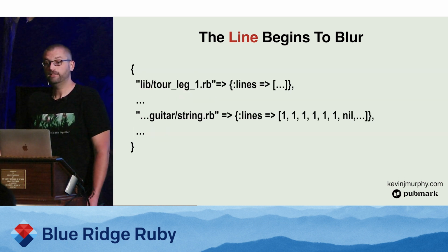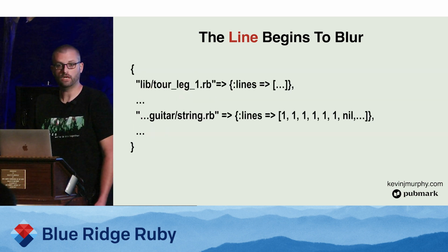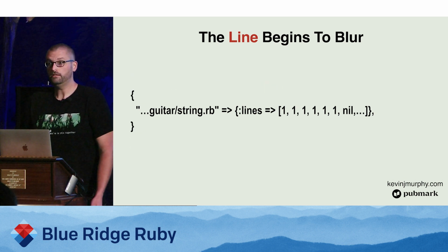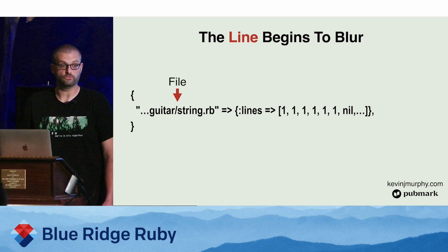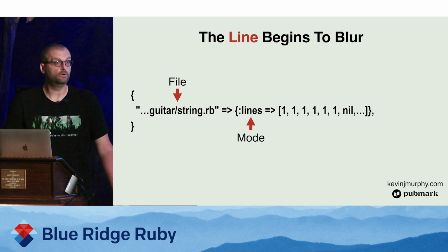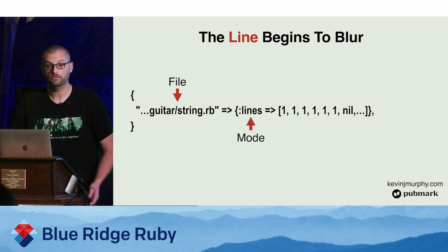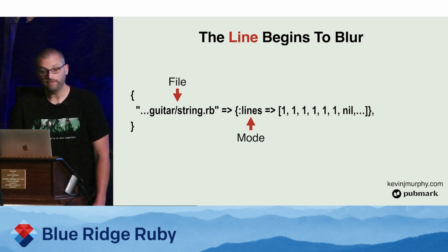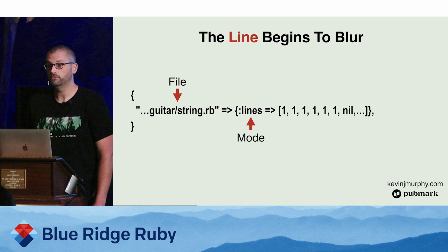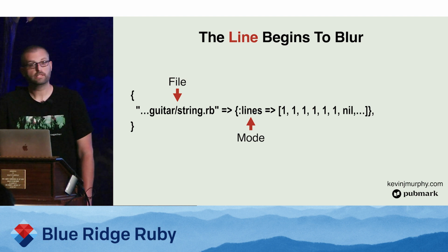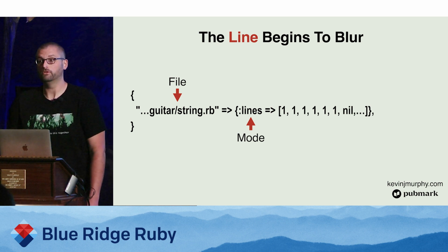And what we get back is a big old hash. But let's talk about what's actually in this hash. Each of these elements are keyed by a string representing the name of a file executed while coverage is running, the value of which is another hash keyed on the mode of coverage. Here we asked for lines mode, so coverage very nicely gave us lines mode back. And the value of this hash in lines mode is an array of mostly numbers. And what these numbers tell us are how many times each line of code was executed.